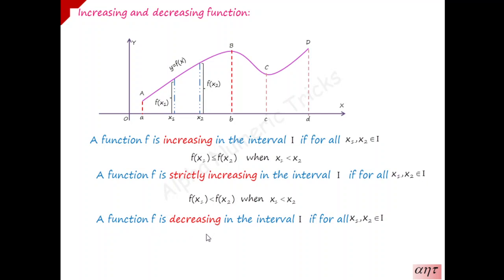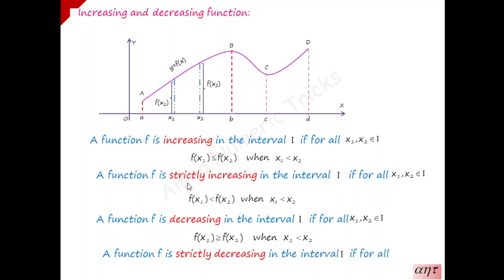When we say that a function is decreasing in the interval I, suppose you take x1, x2 which belong to that interval I. If f of x1 is greater than or equal to f of x2, when you substitute the points x1 and x2 here and simplify, then we can say that it is a decreasing function. Suppose you substitute the points x1, x2 in the given function y is equal to f of x, and you get f of x1 strictly greater than f of x2, then we say that it is a strictly decreasing function.